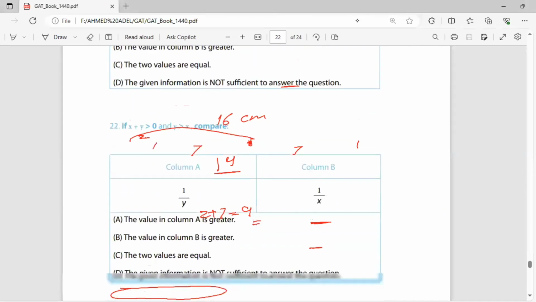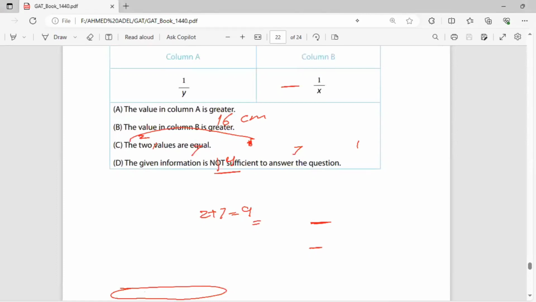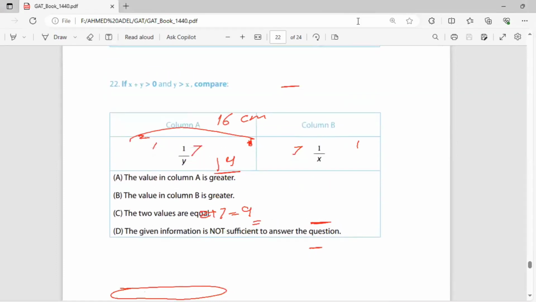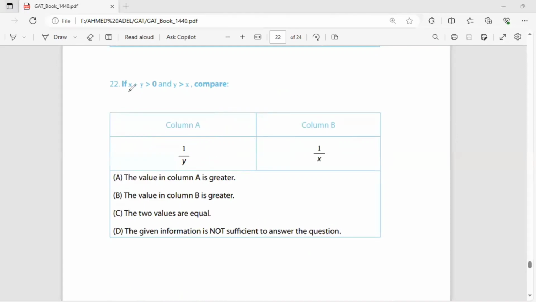Here number 22. It's the last question. If x plus y is greater than 0, you can let x and y be any values. For example, x is 1 and y is 2, because here y is greater than x. x plus y greater than 0, 1 plus 2 greater than 0, and y greater than x. To find 1 over y, 1 over y is 1 over 2, and 1 over x is 1 over 1. Which one is greater? It will be the second value.